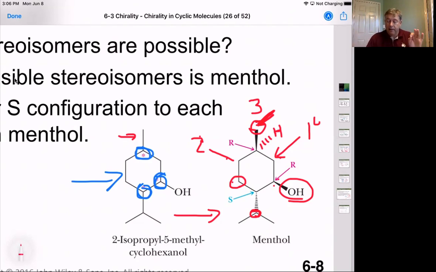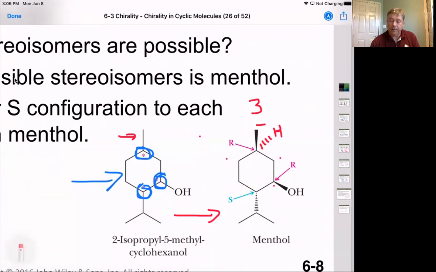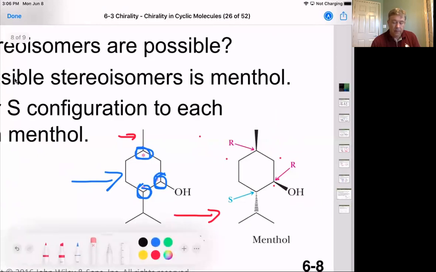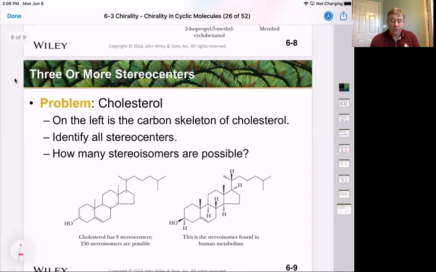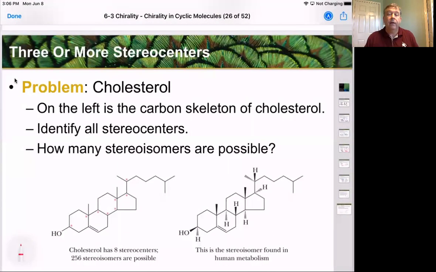Okay. Now that I've shown you that, and now that we've looked at that, I want you to go back and identify, double check, prove to yourself that you can correctly identify the carbon with the OH attached to it and the carbon with the isopropyl group attached to it as being the R and the S. Okay, so when you have biological compounds, you have the possibility of having many, many stereocenters.